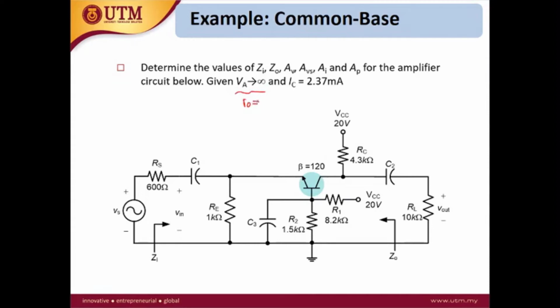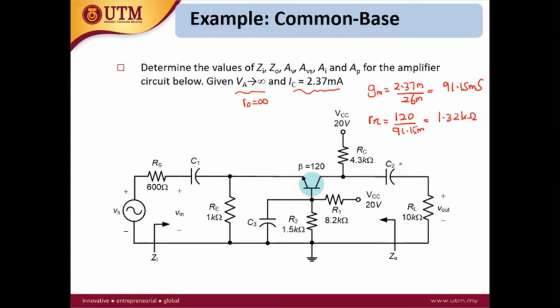So R0 is infinity, and IC is 2.37 milliampere. From the IC we can calculate gm, which is IC over 26 milli. So this is 2.37 milli over 26 milli, which is equal to 91.15 millisiemens. When we know gm, we can calculate r pi. r pi is beta over gm. Beta is 120 over gm of 91.15 milli. So this is equal to 1.32 kilo ohm.